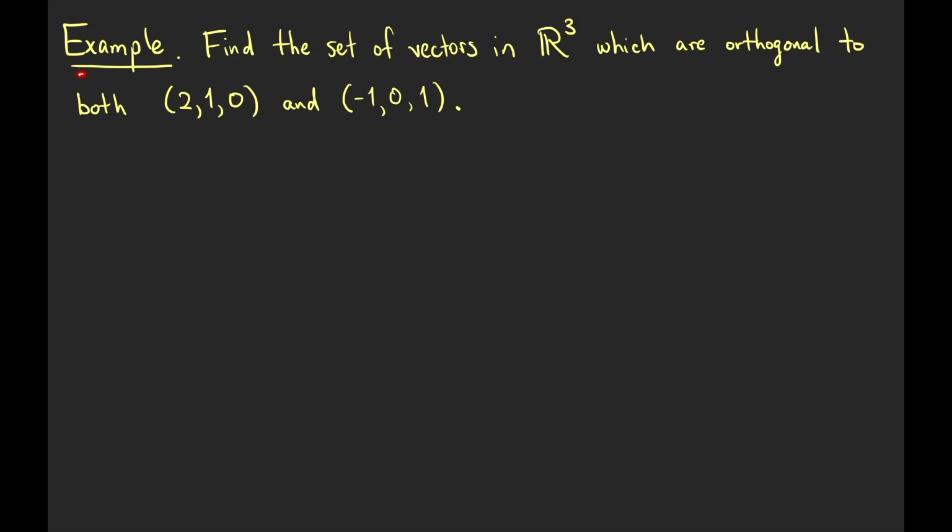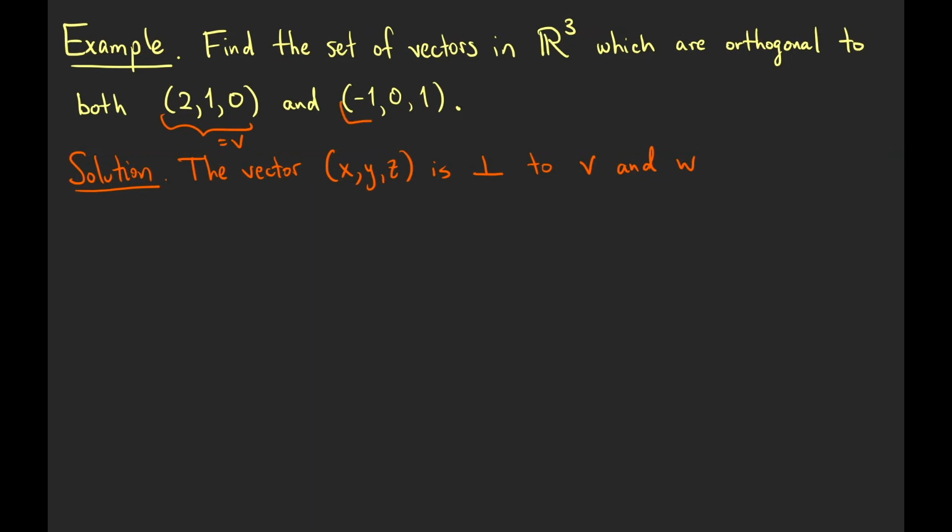All right, let's see another example. In this example, I'm going to find the set of vectors in R3 which are orthogonal to both (2, 1, 0) and (-1, 0, 1). All right, so let's think about what it means to be orthogonal. The vector (x, y, z) is perpendicular to v and w, where I'm going to call these two vectors v and w.